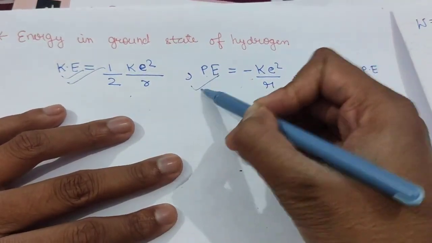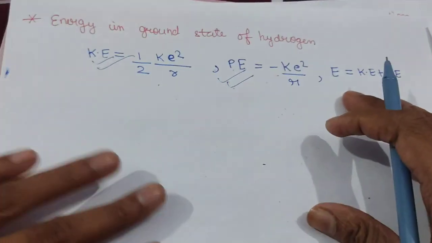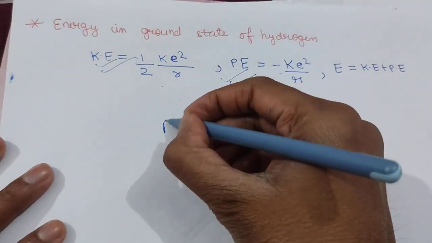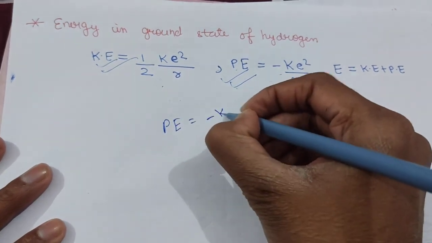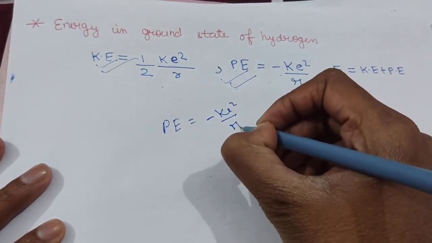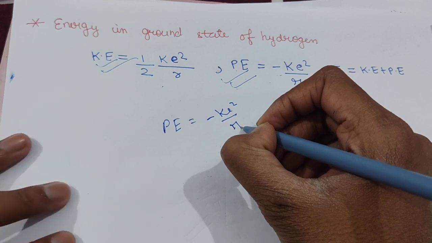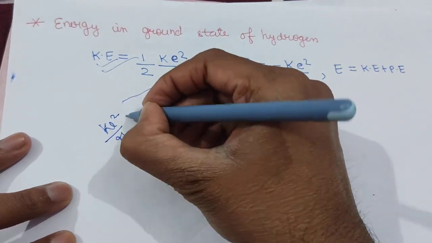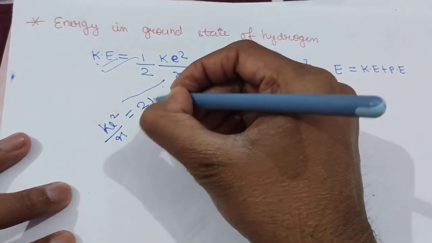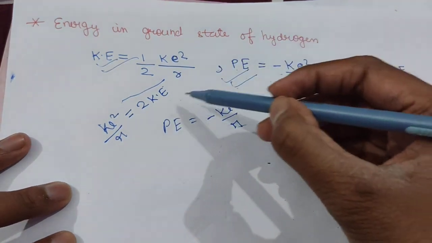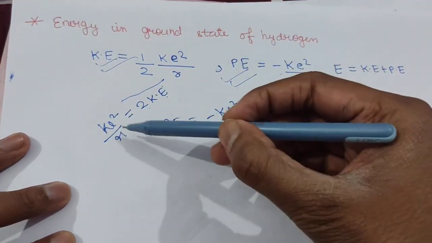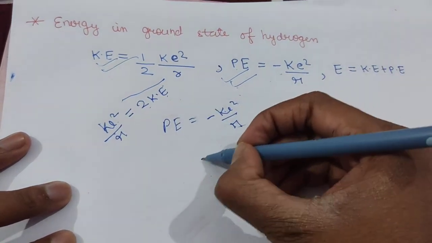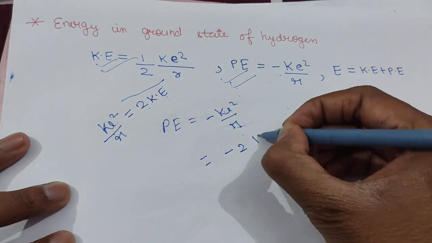Now you know that's KE, and this is the total energy. So we'll compare the kinetic energy and this. So we know the kinetic energy is half Ke square by r. So from here we can say that Ke square by r is equal to 2KE. So put 2KE instead of Ke square by r. So here it will be minus 2 of kinetic energy.